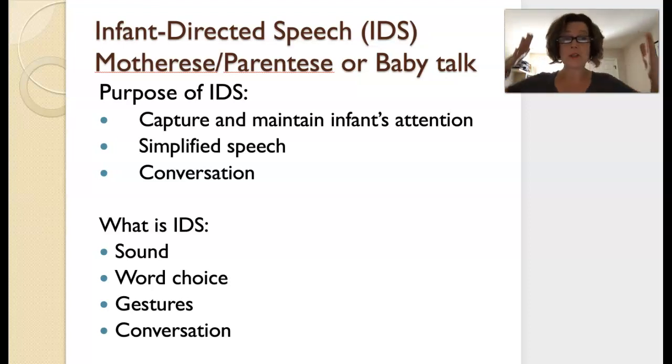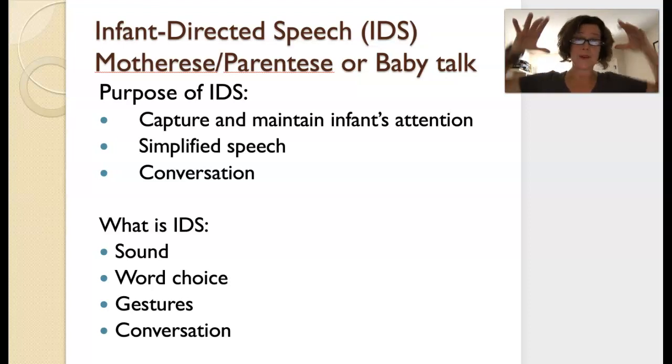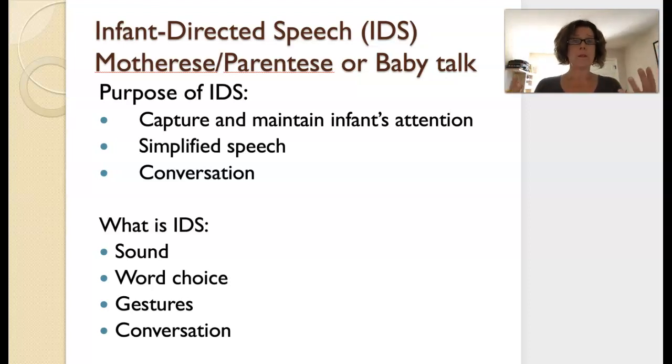Gestures, again, we do lots of fun things. Our eyes are up, and so it helps them to figure out what this stuff is that's coming out of our mouth, to actually connect it to reality. And again, we introduce the concept of conversation. I thought the young man in the video did a pretty good job of capturing this concept of parentese.